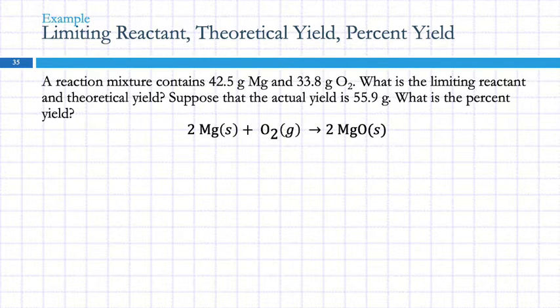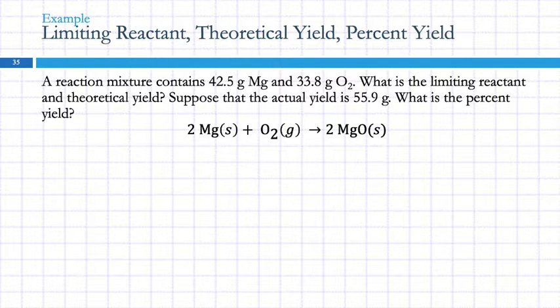So here's a real chemical problem. A reaction mixture contains 42.5 grams of magnesium and 33.8 grams of oxygen. What is the limiting reactant and theoretical yield? Suppose that the actual yield is 55.9 grams. What is the percent yield? Okay, we're just jumping in with both feet, and we're going to do all the things.